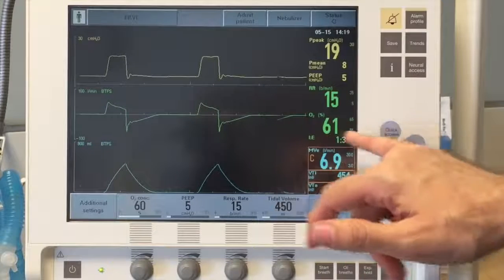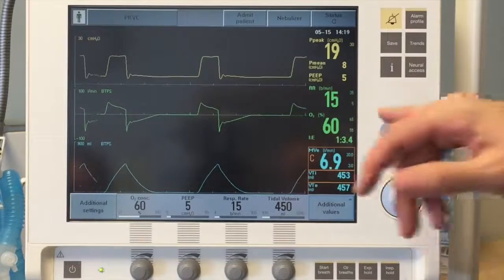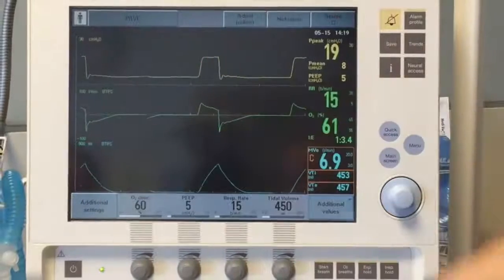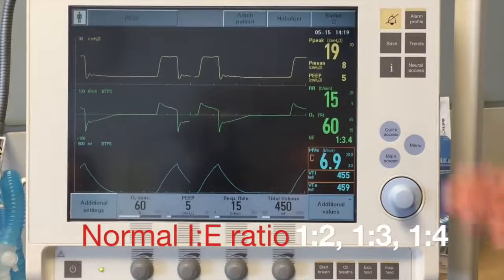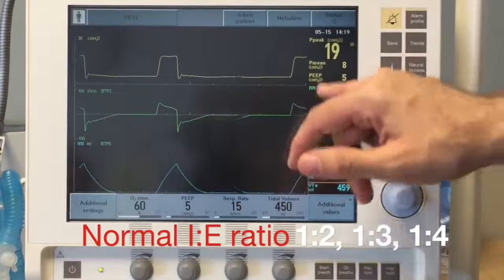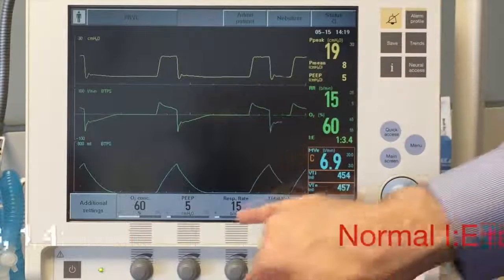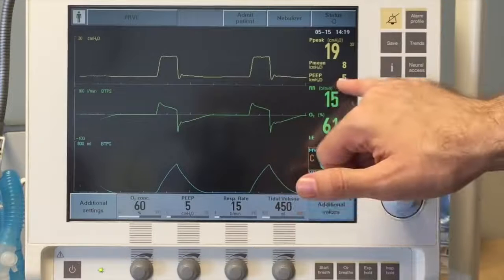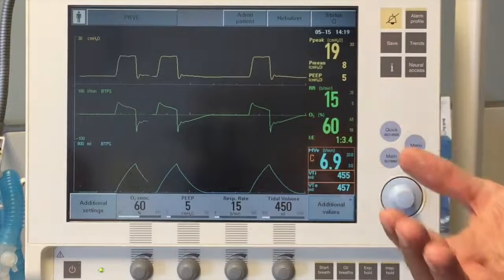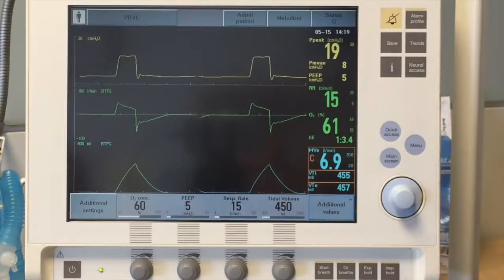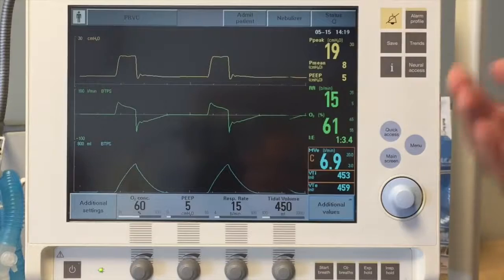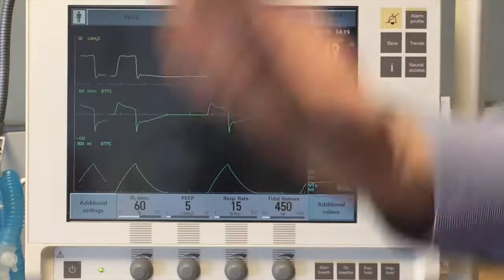Here is important, documenting the I to E ratio, and this is normal, the 1:3 ratio in terms of inspiration and exhalation. And this is important. I'm always asking this on rounds, what are we set at and what are we breathing at? Because this is very important. Depending on what the arterial blood gas shows, are we overventilating the patient? Are we underventilating the patient? Are we oversedating the patient?